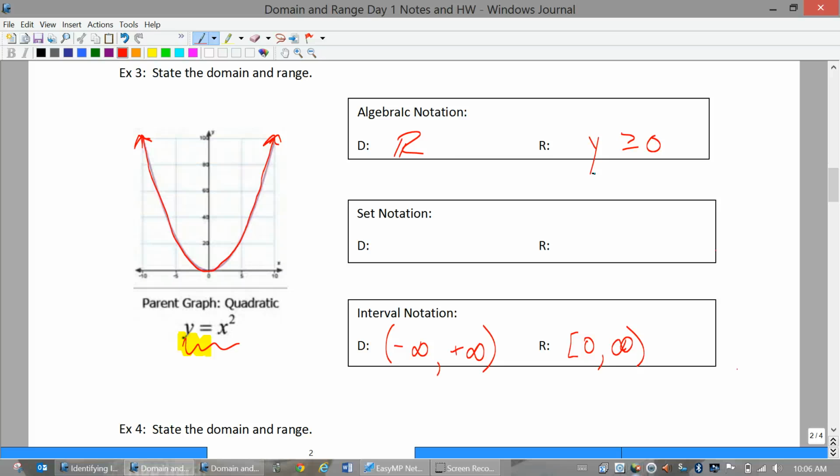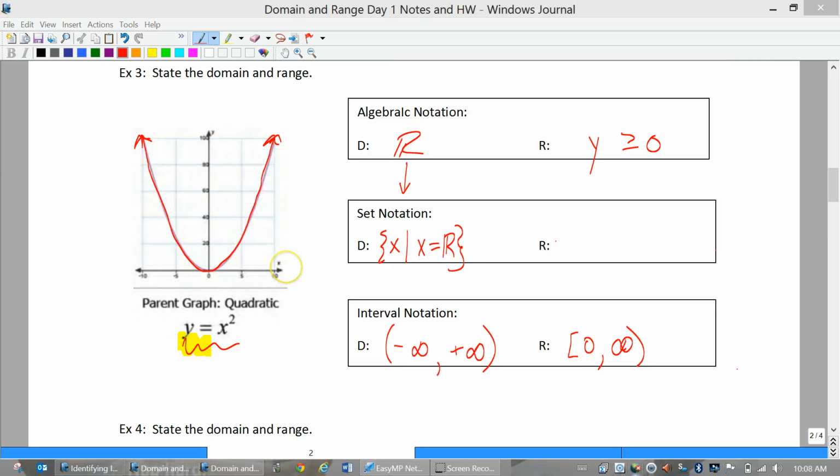Now we're going to change it into set notation from the algebraic. In domain, we use a variable x. So we're opening the set. We're saying variable x such that x can be anything, the fancy R. Okay? That's what that means.